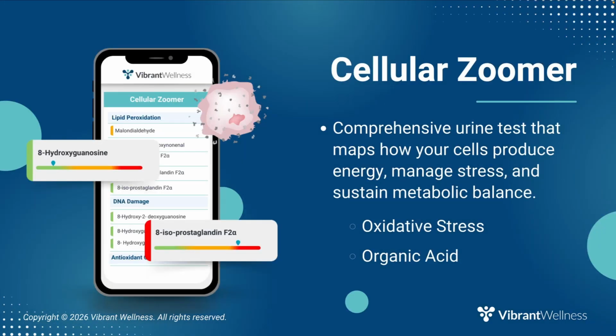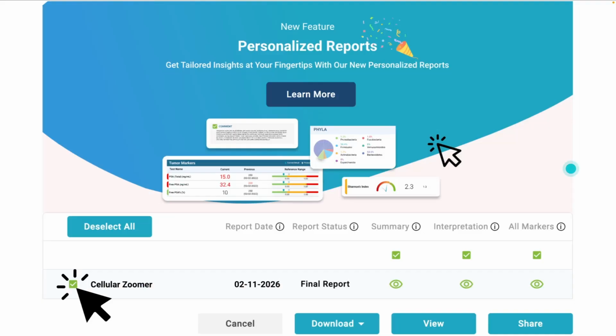Cellular Zoomer is a comprehensive urine test that maps how cells produce energy, manage stress, and sustain metabolic balance. It unites advanced organic acids and oxidative damage markers in a single, clear view, helping you design more precise strategies for resilience, vitality, and long-term wellness.